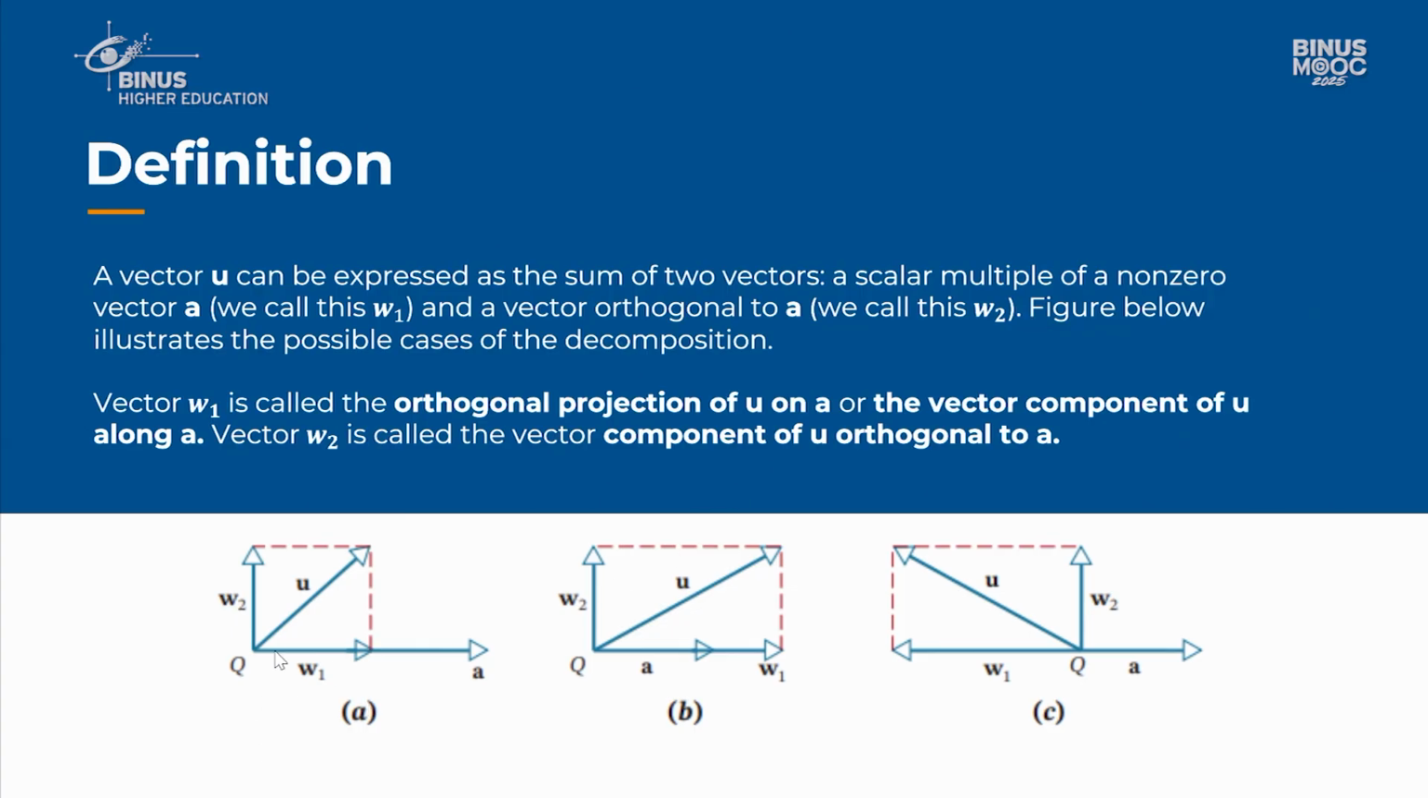In figure A, the vector u can be decomposed as w1, which is the scalar multiple because they are collinear to each other, and w2, which is perpendicular to a. Figures B and C are also similar. Vector w1 is called the orthogonal projection of u on a, or the vector component of u along a. And vector w2 is called the vector component of u orthogonal to a.